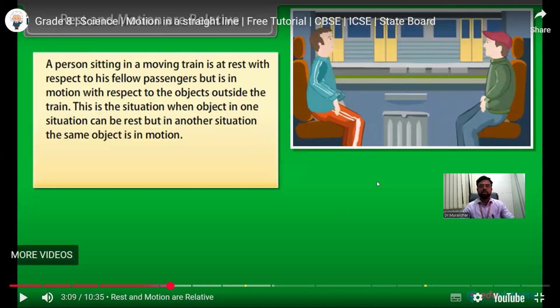Correct. Just now I told you. Both are sitting in front of them, and they feel that they are at rest only. But the person who is seeing from outside feels that they are traveling. That is the frame of reference.